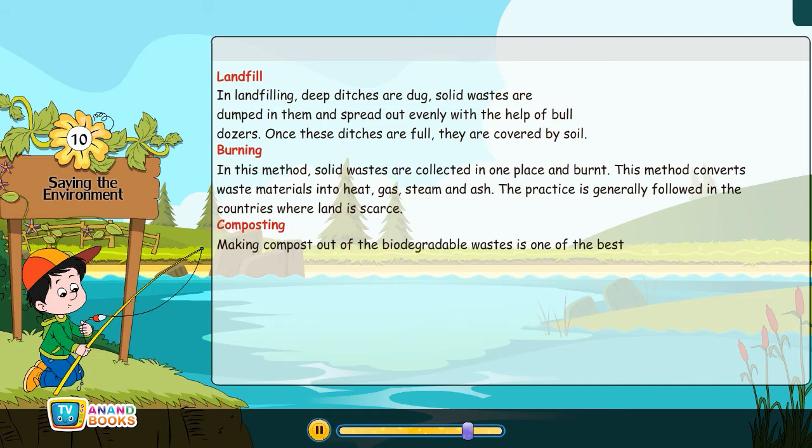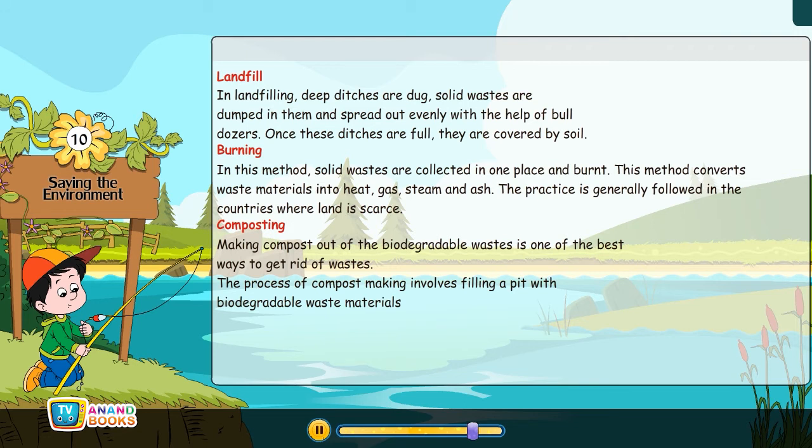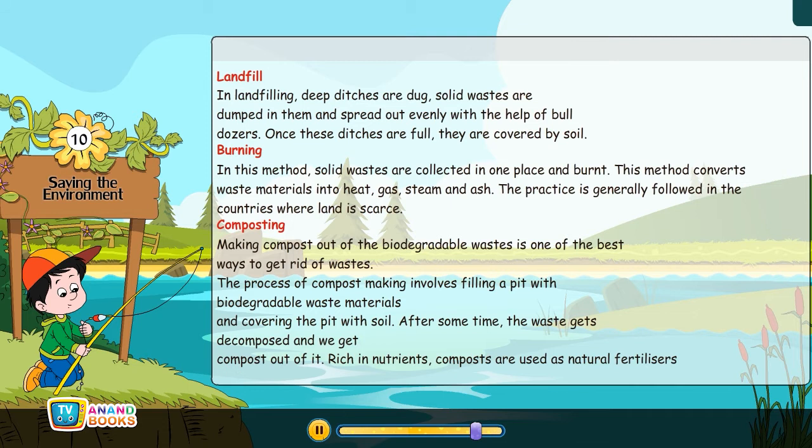Composting. Making compost out of the biodegradable waste is one of the best ways to get rid of wastes. The process of compost making involves filling a pit with biodegradable waste materials and covering the pit with soil. After some time, the waste gets decomposed and we get compost out of it. Rich in nutrients, compost is used as natural fertilizer and is beneficial for the soil.